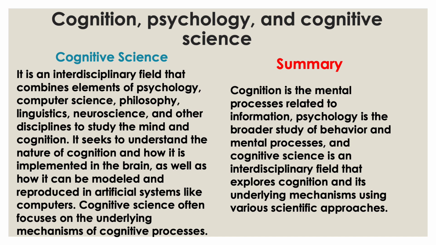In summary, we can say that cognition is the mental processes related to information. Psychology is the broader study of behavior and mental processes, and cognitive science is an interdisciplinary field that explores cognition and its underlying mechanisms using various scientific approaches. So in this first video, I tried to explain what cognition means, a brief history about it, and we made a clear cut between cognition, psychology, and cognitive science.